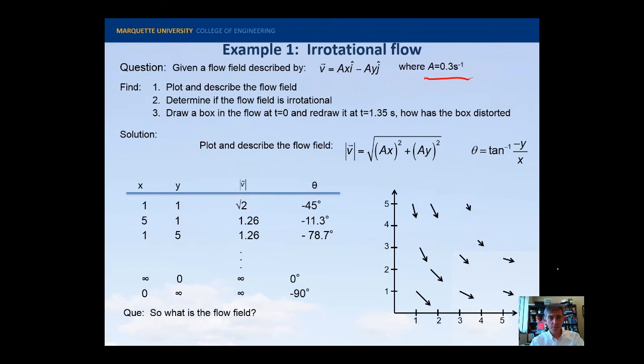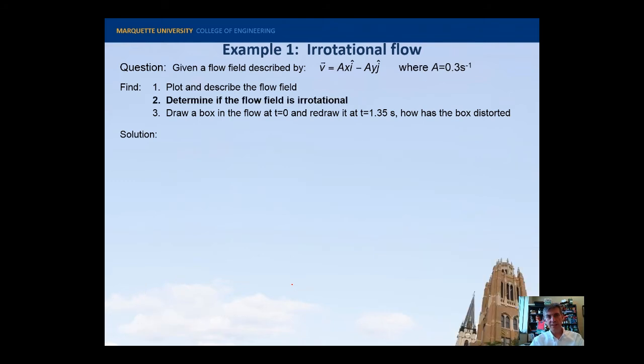So what is this flow field? Really, it looks like flow around a corner, right? So the description of this flow field, just in the first quadrant, appears to be flow around the corner. If you plot it in the other quadrants, it looks very similar. All right, determine if the flow field is irrotational.